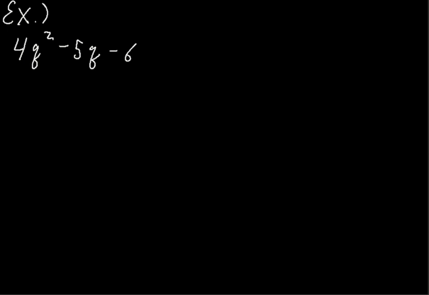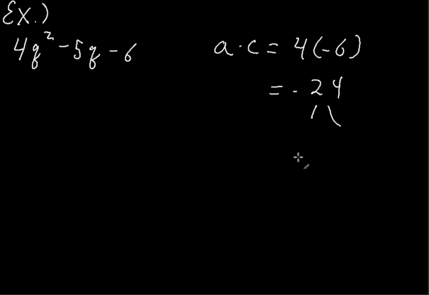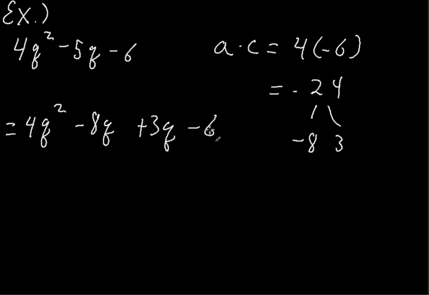Okay, now we have 4q squared minus 5q minus 6. Is there a greatest common factor between them? Well, no. So I can't factor anything out. So I'm stuck with 4 times negative 6. Well, that's negative 24. Okay, I need the factors of negative 24, which add to negative 5. Well, it's not going to be 6 and 4. Looks like negative 8 and 3 would fit the bill. So I have 4q squared minus 8q plus 3q minus 6.